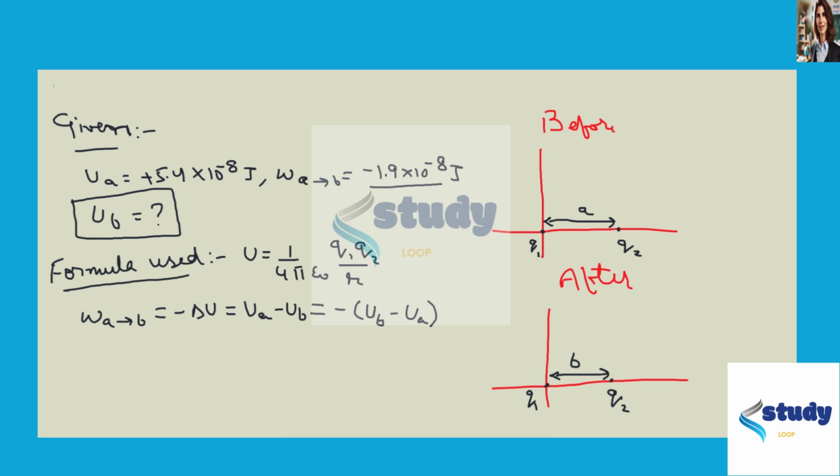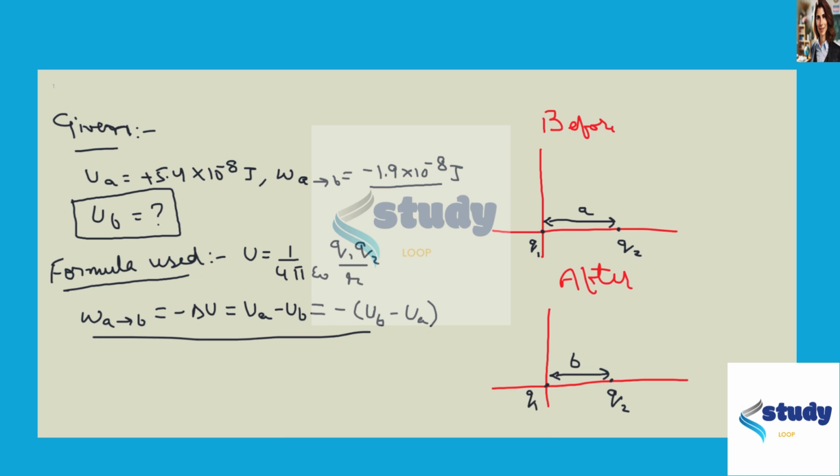We have this formula. This is a general formula. U is the potential energy, and U equals 1 by 4 pi epsilon naught, Q1 Q2 over R. R is the distance between Q1 and Q2, and Q1 and Q2 are the charges of the particles. We don't need Q1 and Q2 here because we can just use a simple equation.